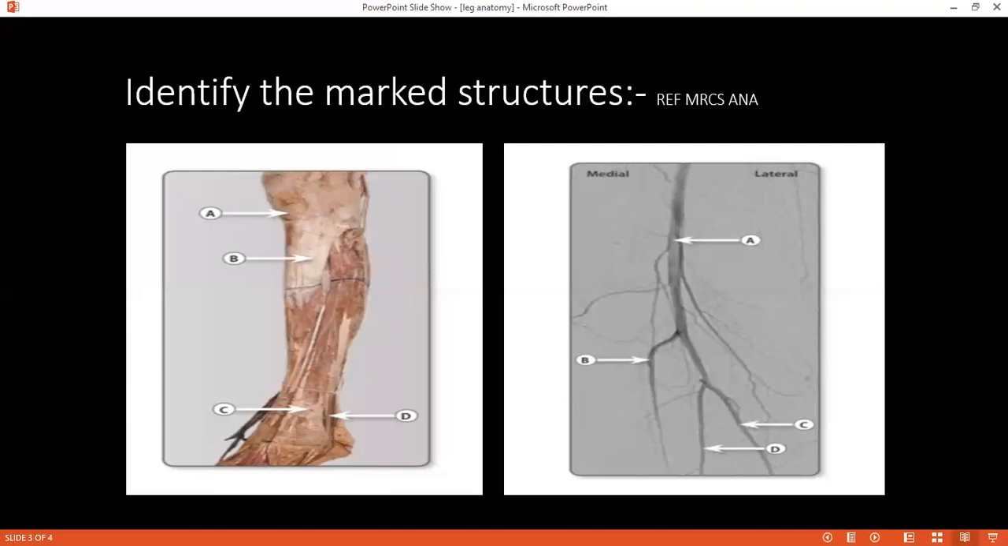Last question. In case of medial malleolus. Okay. You can tell me tomorrow. Thanks.